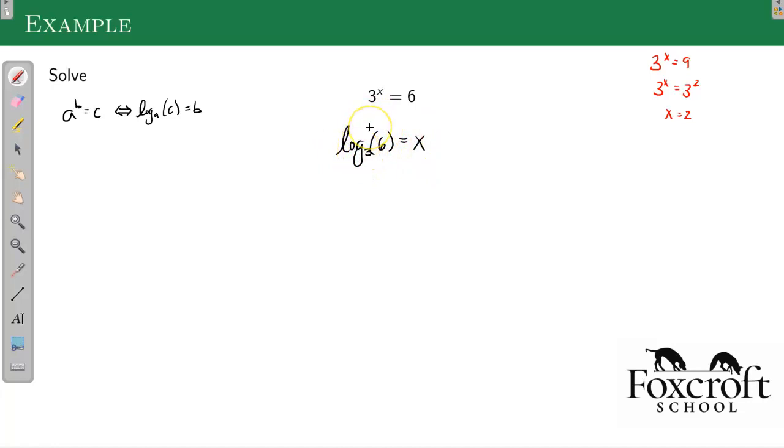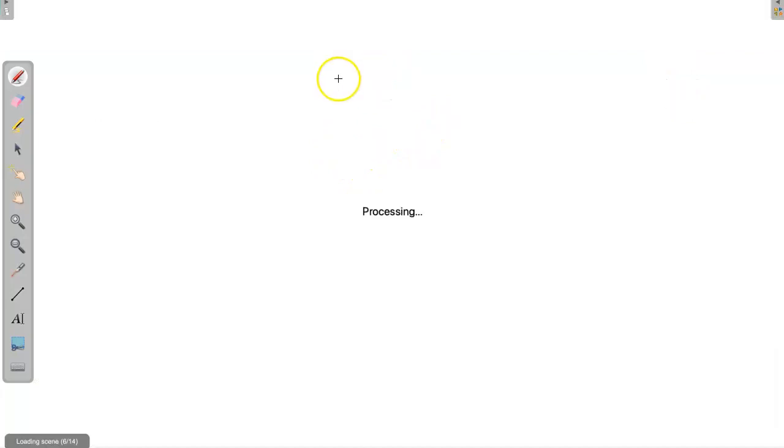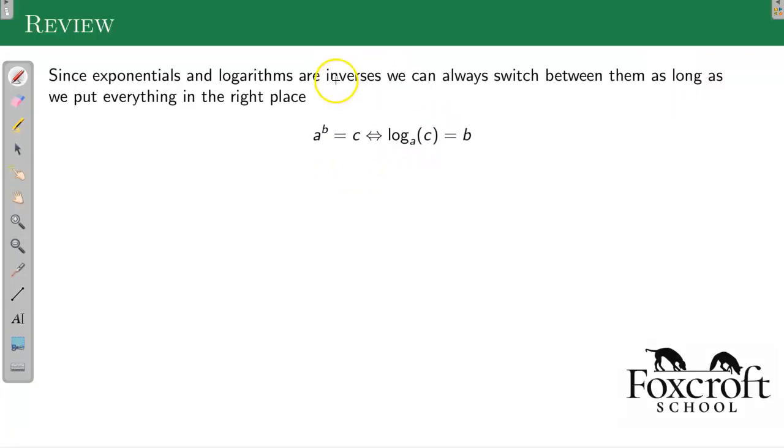For this skill check and the test and everything, you leave your answer like this. If you really want to, you can put this in a calculator. I'm not going to do that because I'm fine with this as an answer. Log base 3 of 6 is your x value. Since exponentials and logarithms are inverses, we can always switch between them as long as we put everything in the right place. Remember, the input and output switching is the big thing.